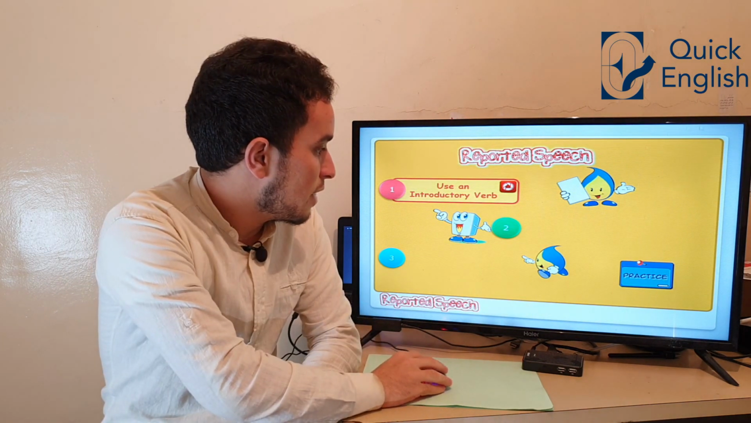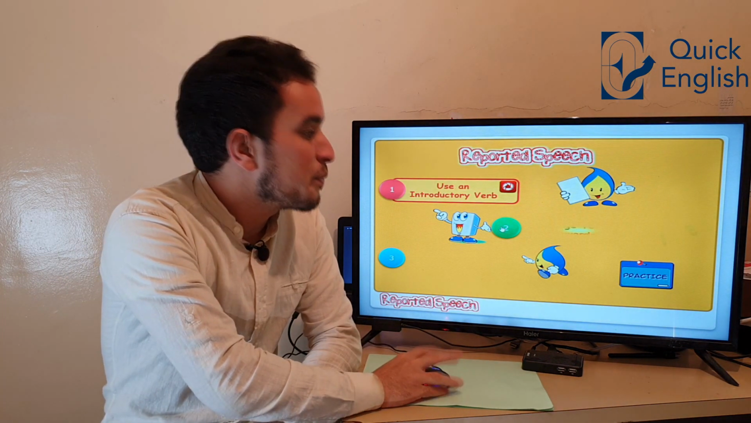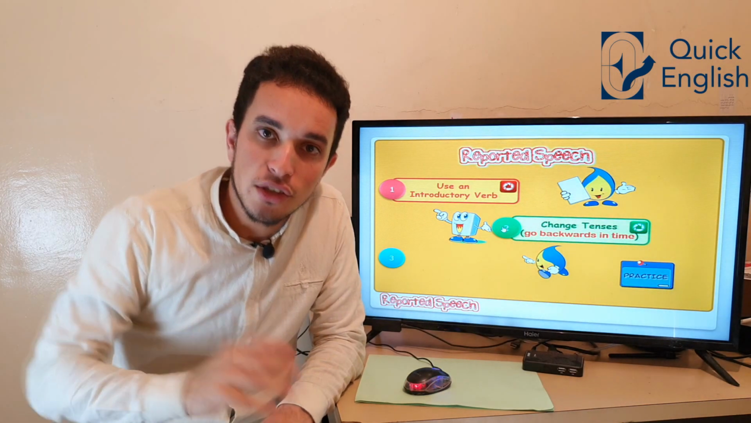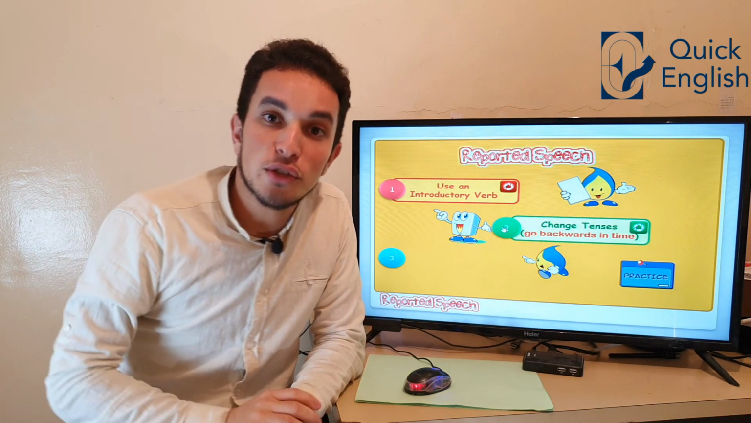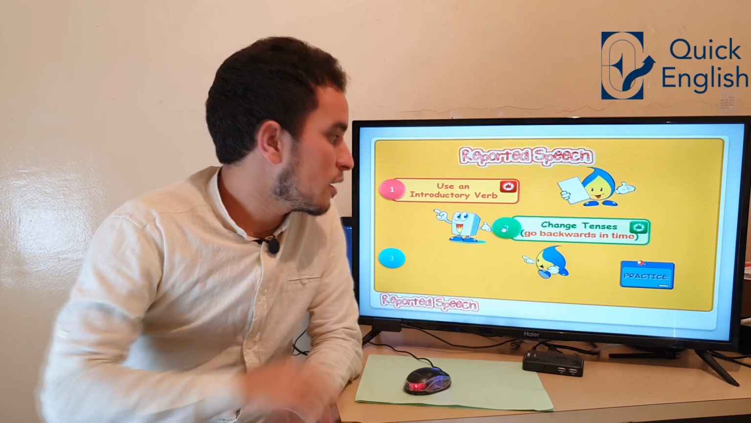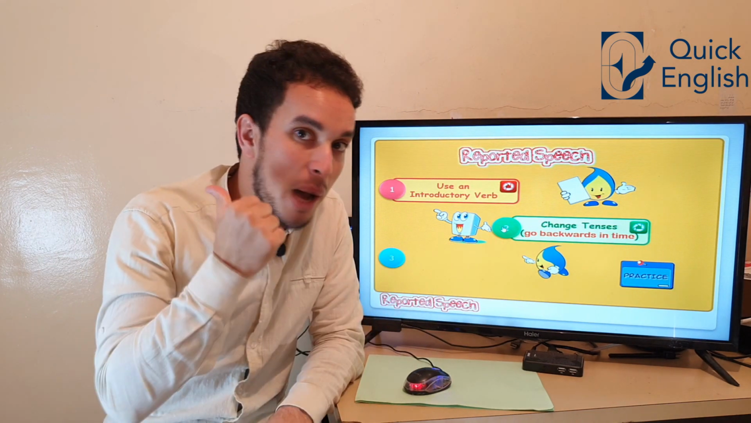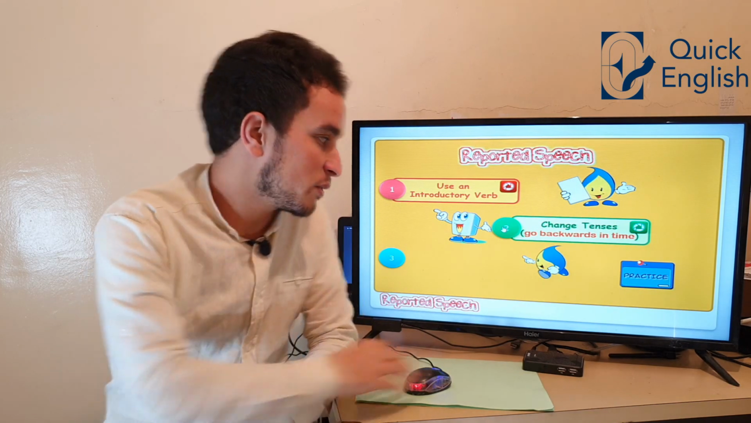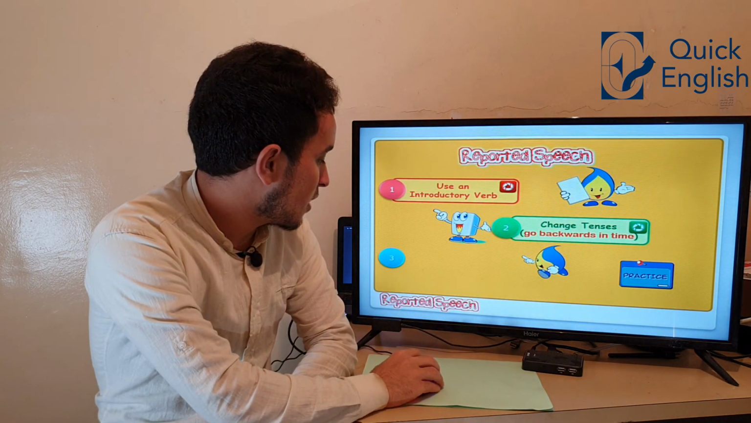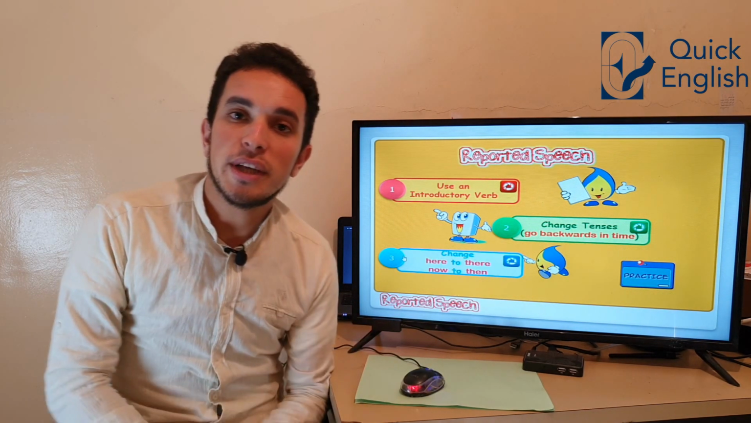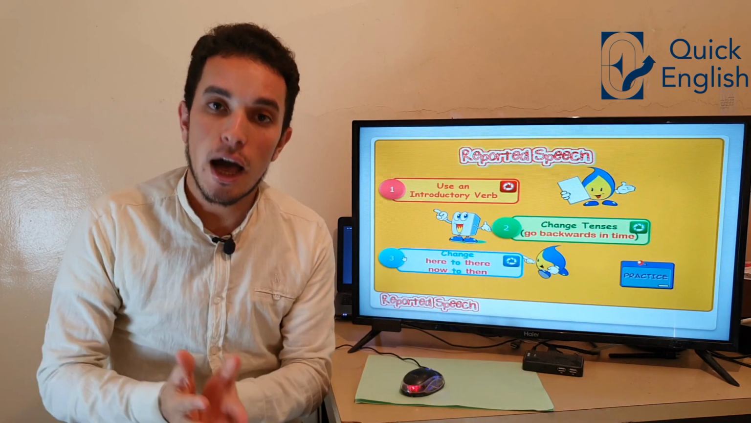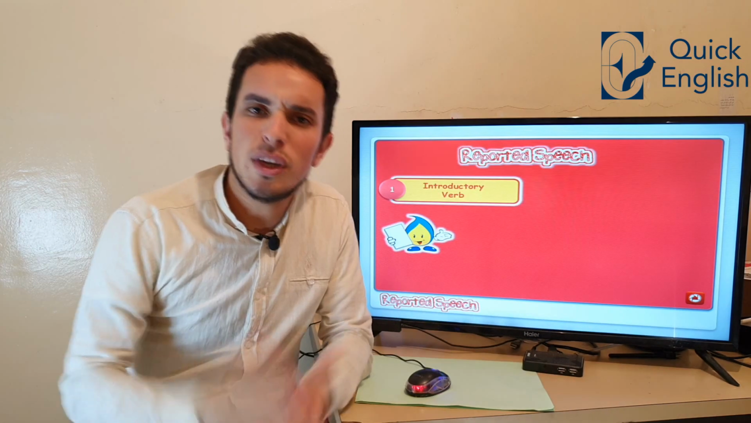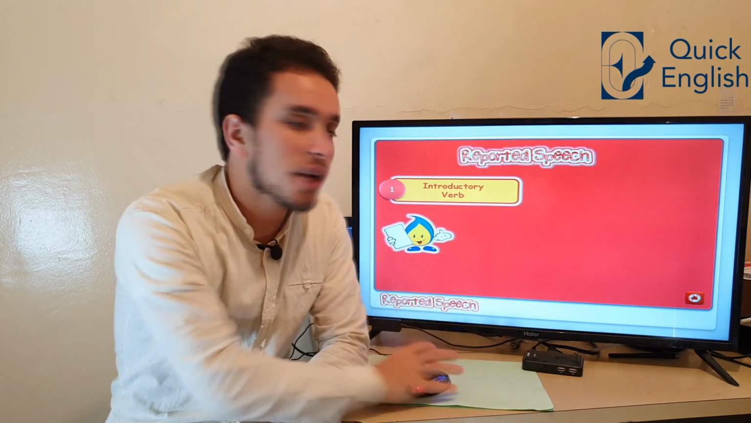All right, and then number two is that we change tenses. Of course, we need to change the tense. All right, and the rule said go backward in time. So we all the time go backward, not forward, of course. Let's move now to the next. So the third point is making some changes in time and place. So let's start with the first thing, which is the introductory verb.